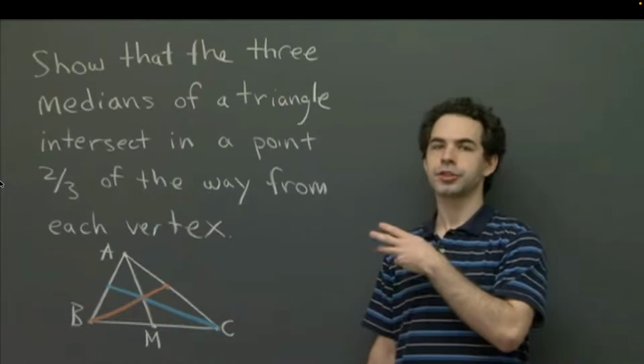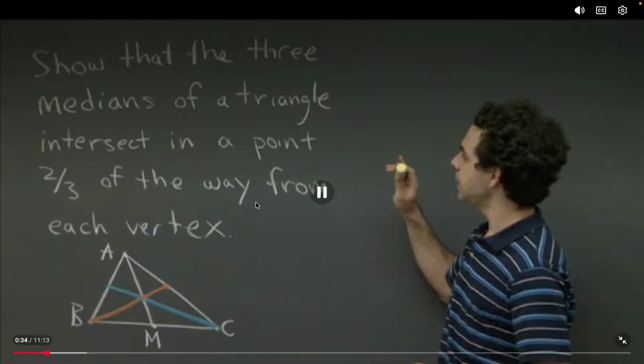So what I'd like you to do is show that the three medians of a triangle intersect at a point, and the point is 2/3 of the way from each vertex. Let me remind you of some terminology. In a triangle, a median is the segment that connects one vertex to the midpoint of the opposite side.